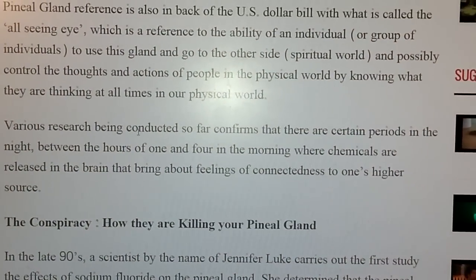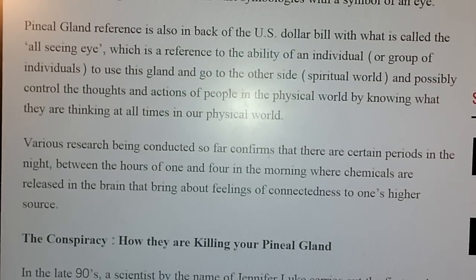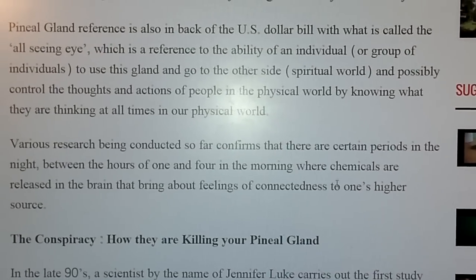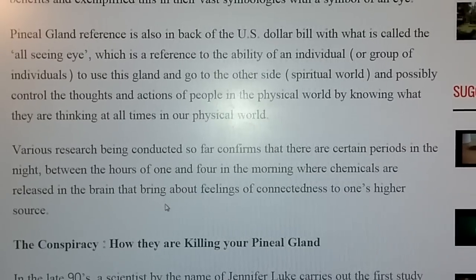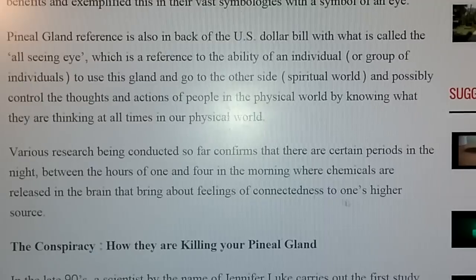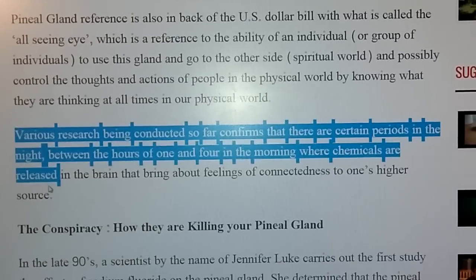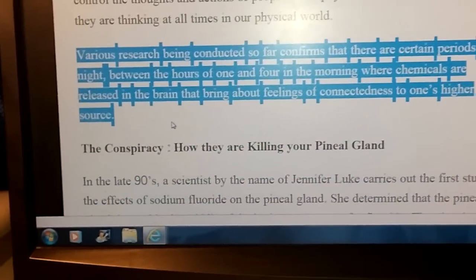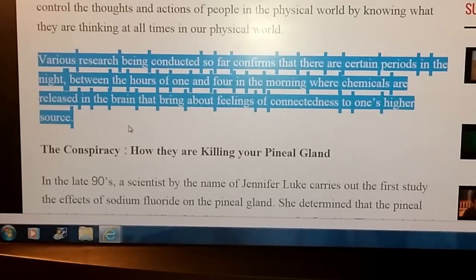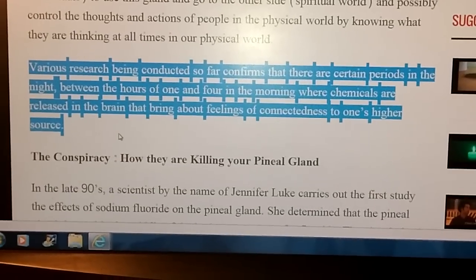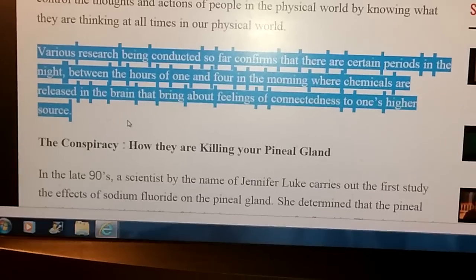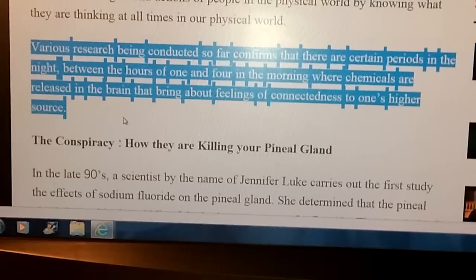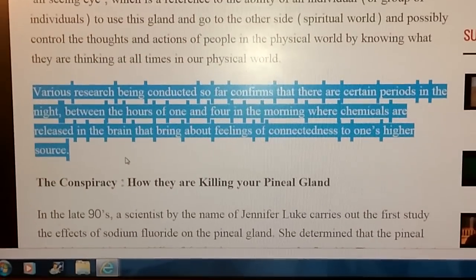Okay. Various research being conducted so far confirms that there are certain periods in the night between the hours of 1 and 4 in the morning where chemicals are released in the brain that bring about feelings of connectedness to one's higher source. And from a Christian perspective, from a follower of Christ perspective, I do get dreams and I do get flash visions, and there are times that the Lord wakes me up in the middle of the night and just speaks a single word or a phrase to me. I know this is the Lord. I know his voice. The Bible says we know his voice, and I know his voice. Okay.